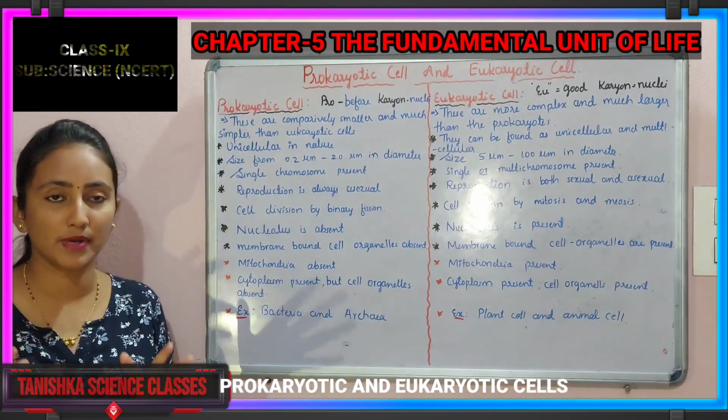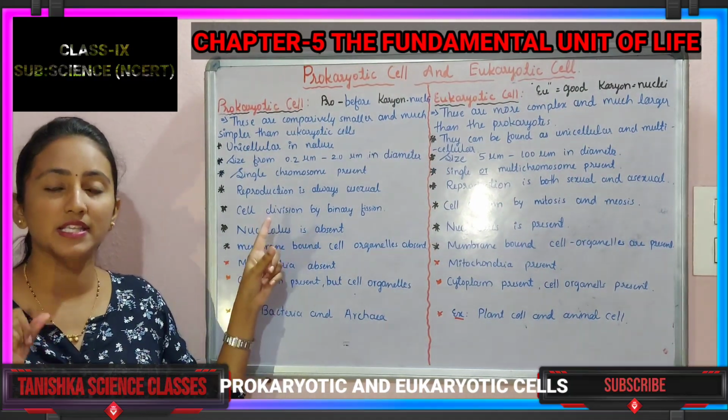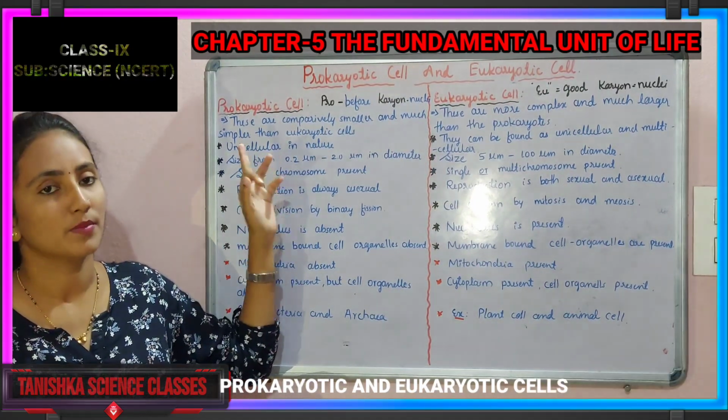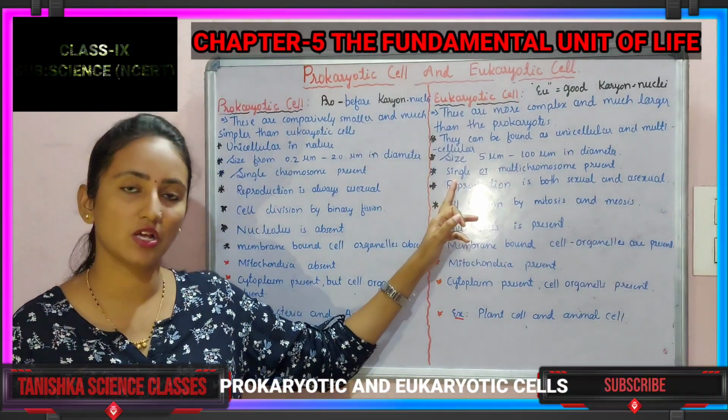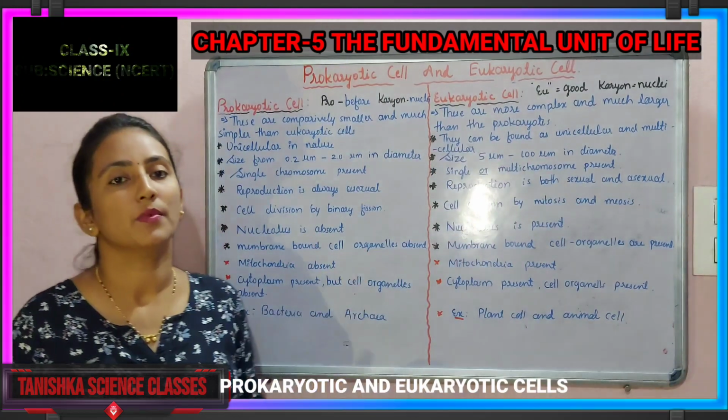Chromosomes are present in the cell, as I said in the last class. In the prokaryotes we can observe only a single chromosome, and in the eukaryotes there are many chromosomes present.